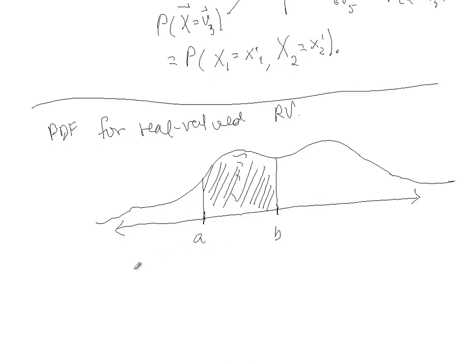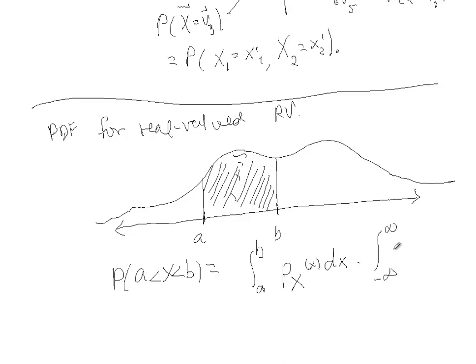Okay, so I can say the probability that X is between A and B is equal to the integral from A to B of what we called the probability density function of the random variable X, and here we'll put a little x dx. And recall that the integral from minus infinity to infinity, the total integral, is going to be equal to 1. So those were two facts that we used. And of course, the probability density function is positive. All right, so this is the situation for a real valued random variable.